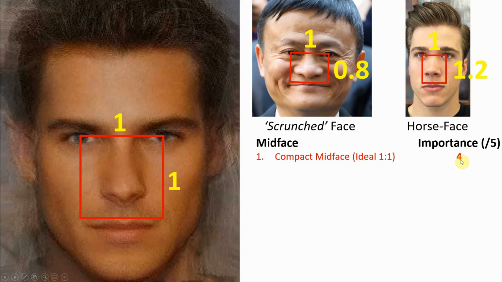And I've given this an importance level of 4 out of 5. And if you're not aware of the importance system, there is a brief explanation of what each of the numbers mean in the description below. Or if you want a more in-depth explanation, then check out part 1.